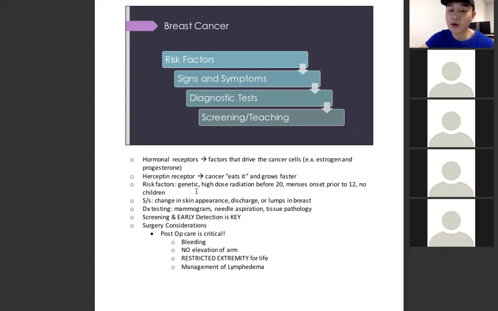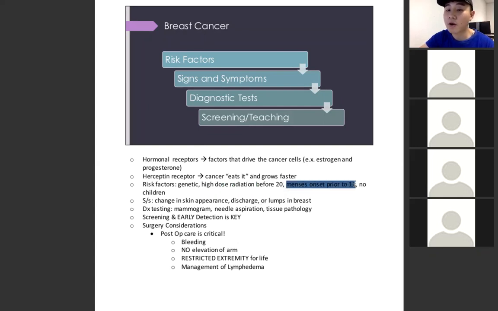So the risk factors are genetic, and high dose of radiation before 20. What it means is, before 20 years old, the patient has a lot of issues where they need and require a lot of X-ray or radiation. This can predispose them to having breast cancer.